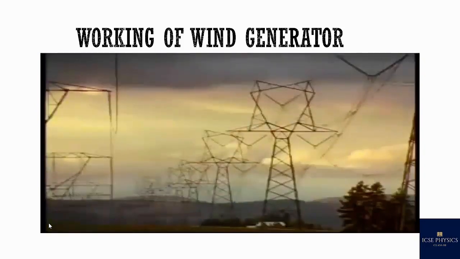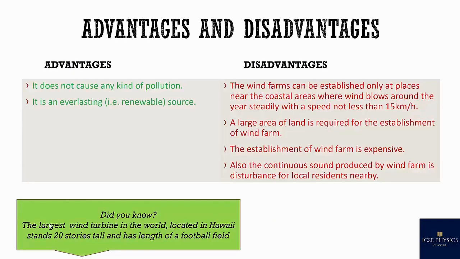Then again, a transmission line connects the electricity from the substation to grid stations throughout the region. So this is how a wind generator works. Now what are the advantages and disadvantages of using wind energy? First, it does not cause any kind of pollution. It is an everlasting or renewable source of energy.